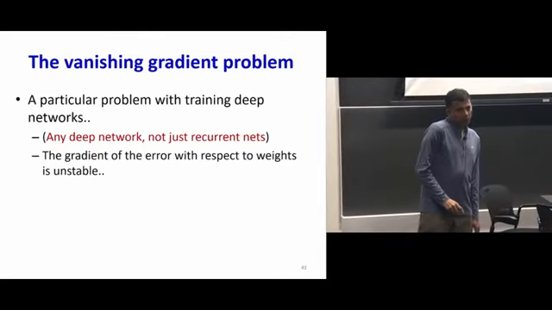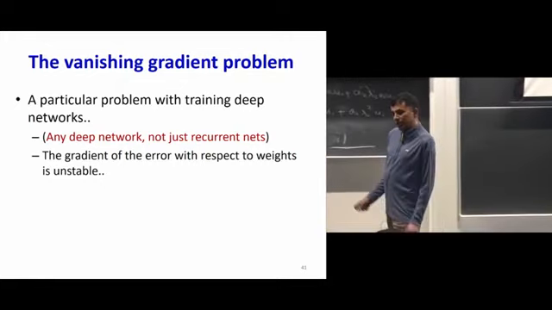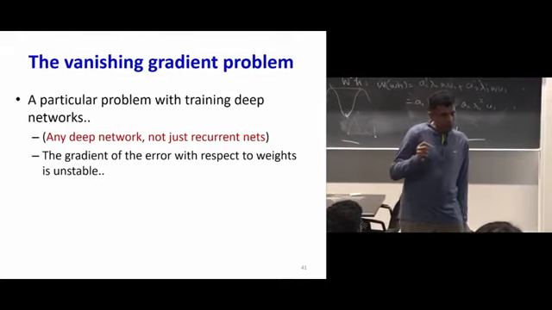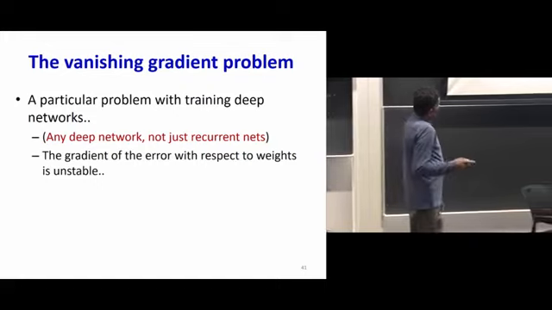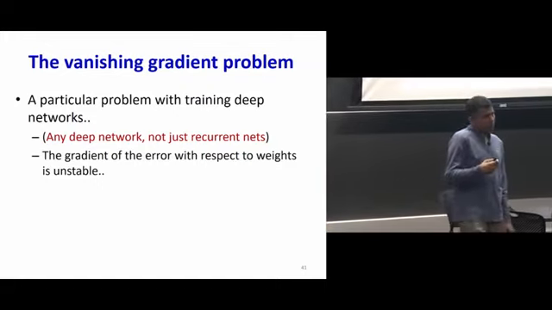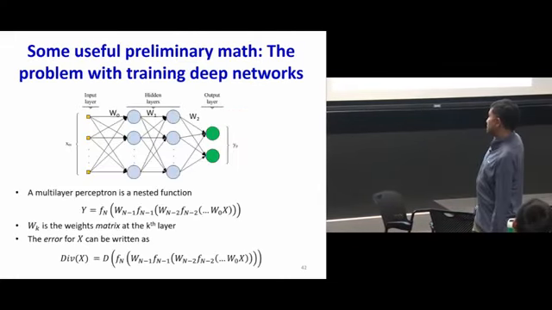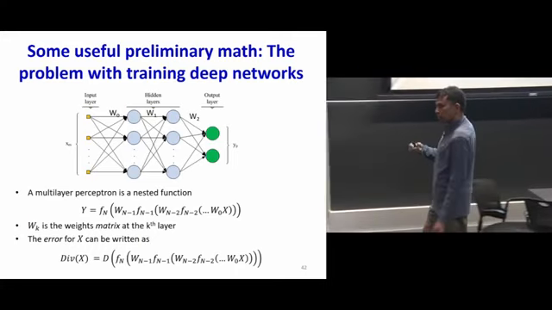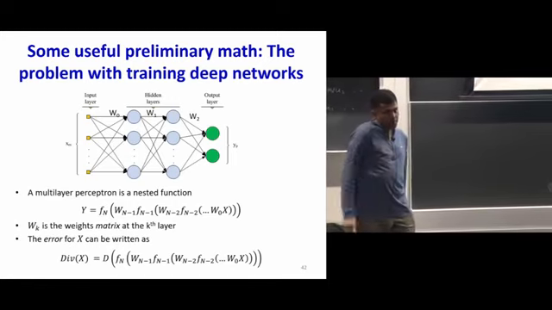And then you have another problem, which is the problem of vanishing gradients, which is not specific to recurrent networks, but happens for all deep networks, not just recurrent ones. The question is how the gradient of the error with respect to the weights changes with the depth of the network. To understand this, consider this multi-layer perceptron. I'm starting with a simple multi-layer perceptron to explain the problem. Consider a very deep multi-layer perceptron.